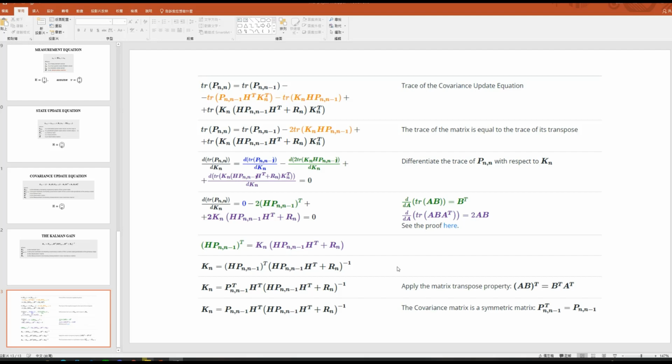minimize the estimate variance, we need to minimize the main diagonal of the covariance matrix. The sum of the main diagonal of the square matrix is the trace of the matrix. Thus, we need to minimize the trace of the covariance matrix. In order to find the condition required to produce a minimum, we will differentiate the trace of the covariance matrix with respect to the Kalman gain and set the result to 0, and we will get the update equation of the Kalman gain.